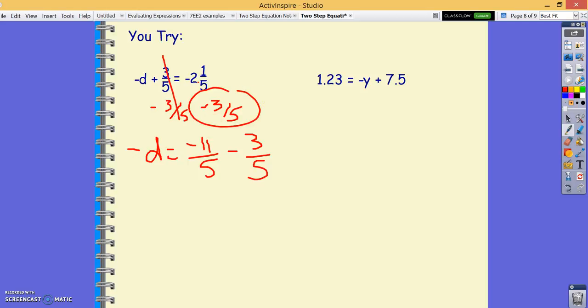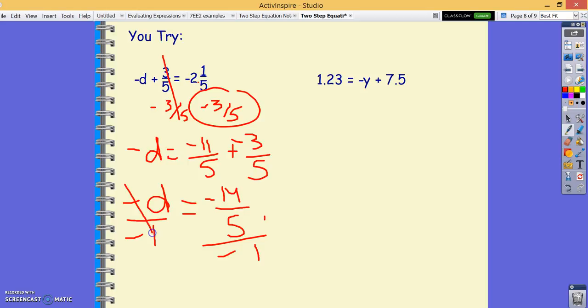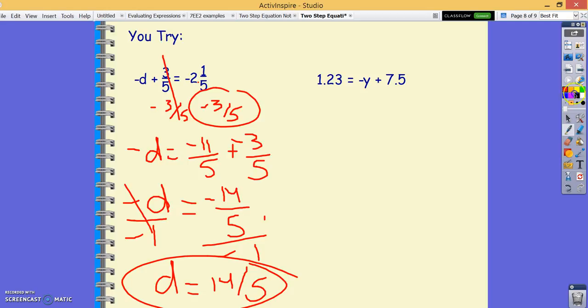These canceled out. Now I'm left with negative d equals, I'm going to leave, change, opposite, negative 14 over 5. And the last thing I'm going to do is divide by negative 1. And I'm left with d equals 14 over 5. And if you check that, it does in fact work because 14 over 5 plus 3/5 would be negative 11/5, which is negative 2 1/5. Okay, last one, we're going to go ahead and pause and try it on your own.